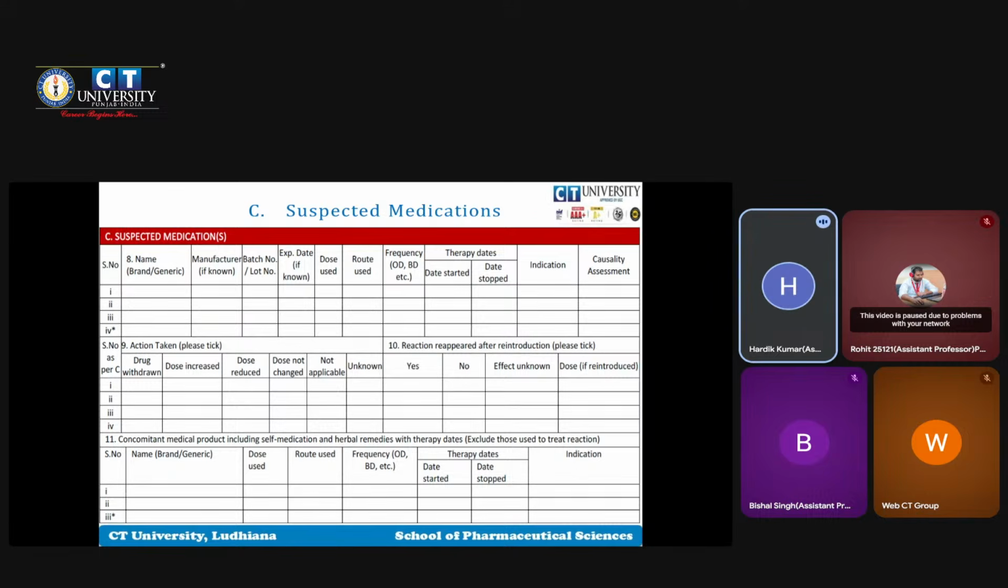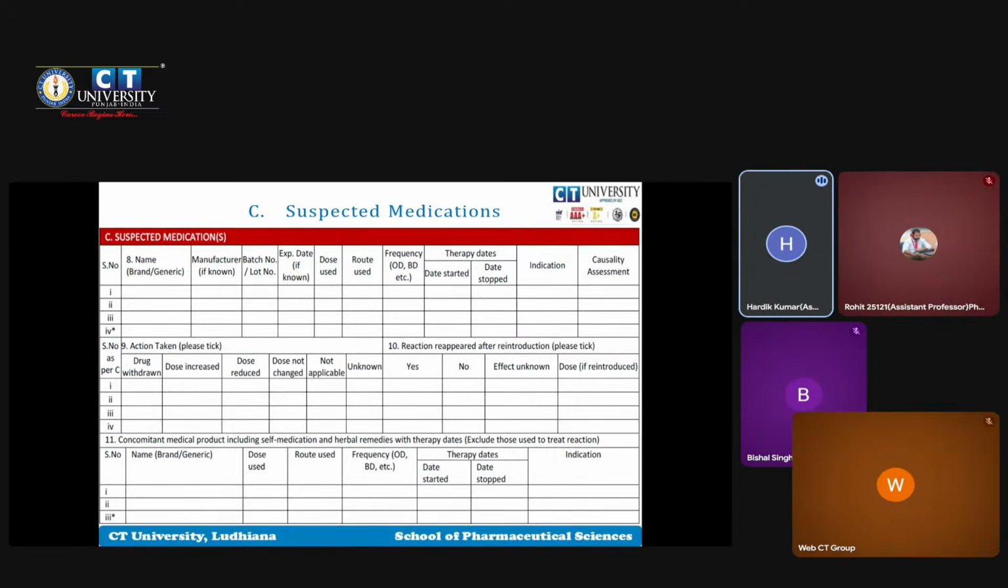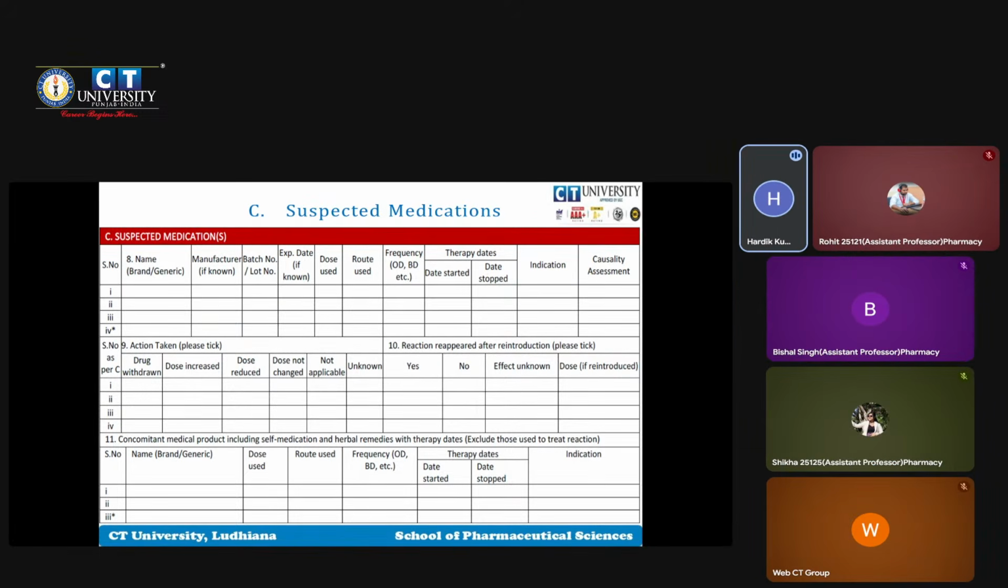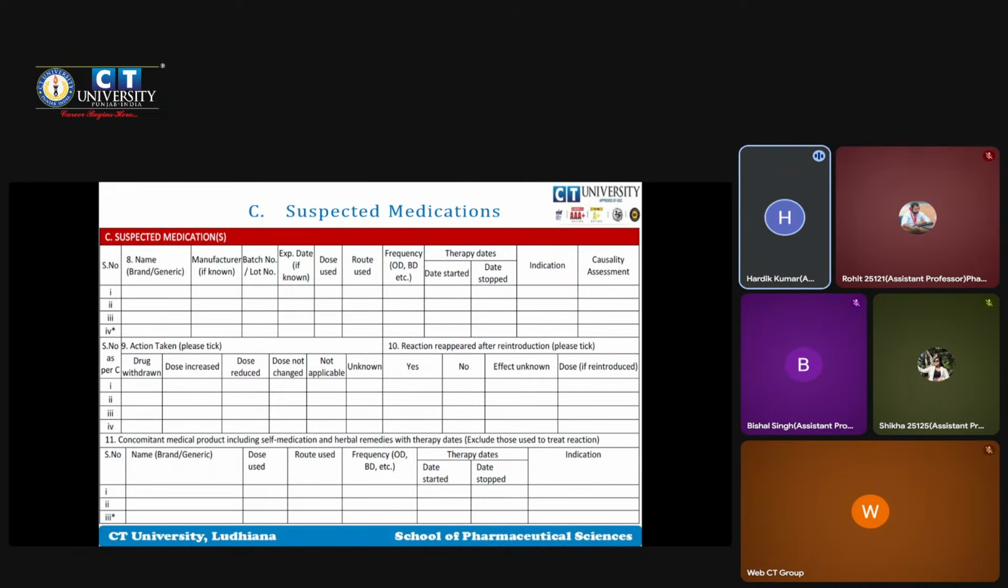In the next step, you might see the 12th point, relevant tests or laboratory data with dates. If there is relevant data provided by the patient, healthcare professional, or any person, or any laboratory, we have to write it here. In the 13th point, there is any relevant medication history, medical history like allergy, smoking, alcohol use, hepatic and renal function, past surgeries, etc. Next slide, please.